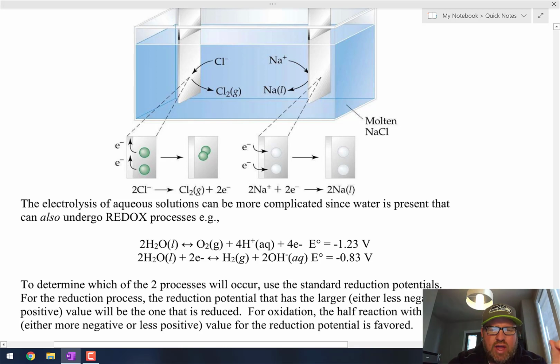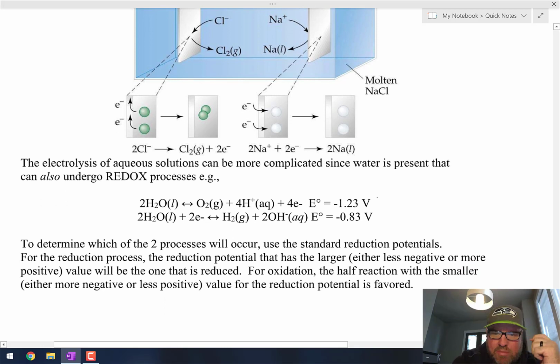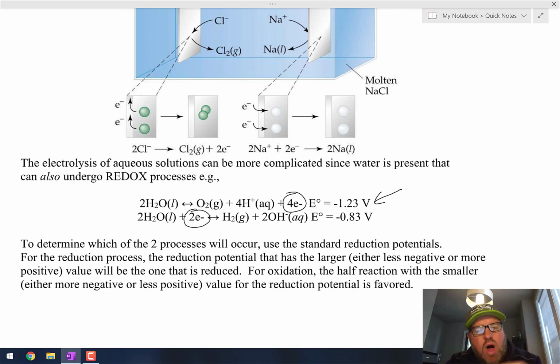Now, the issue that oftentimes comes up with electrolytic cells is the fact that water can also be oxidized or reduced. So you can see in this top example here that shows water being reduced. See how the electrons are a product. And you can also see water being oxidized. So to determine which one's going to happen, is the water going to be reduced, or is something else going to be reduced? Or is the water going to be oxidized, or is something else going to be oxidized?